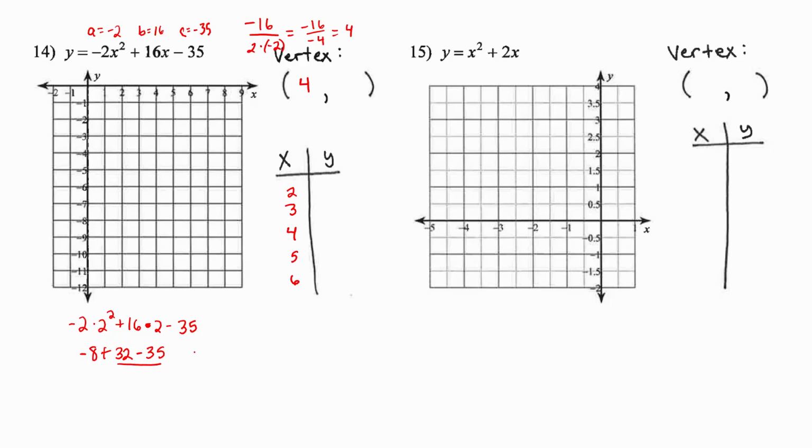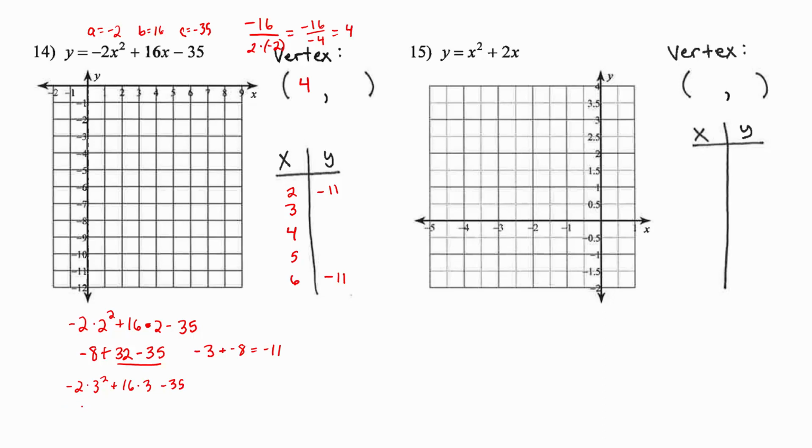Like I would do 32 minus 35 and get negative 3. And then negative 3 plus negative 8 gives me negative 11, which at first might seem like a bad number to get, but if we look at our graph, there is a negative 11 on there, so it's a good sign. Now let's plug in 3.